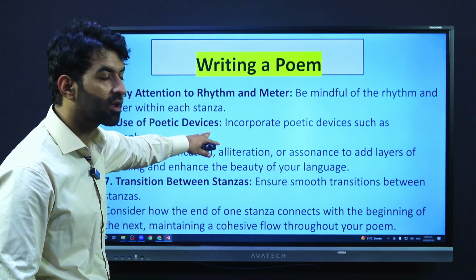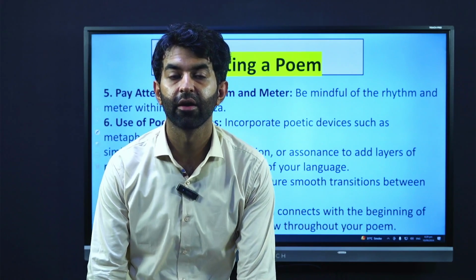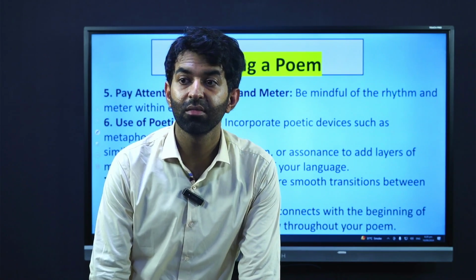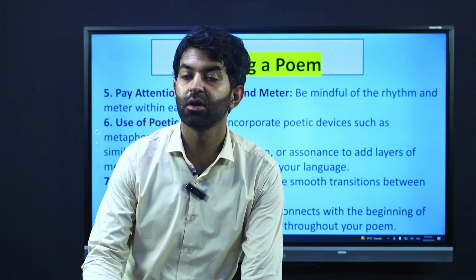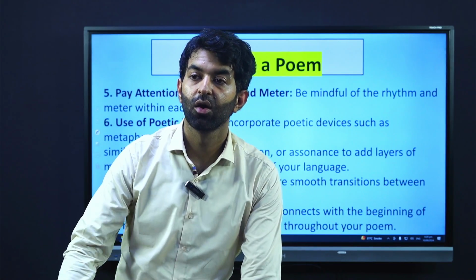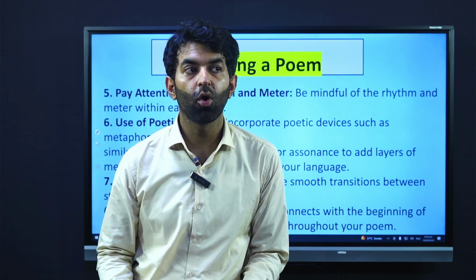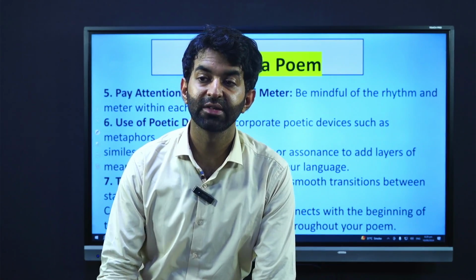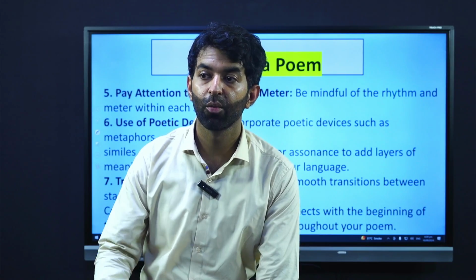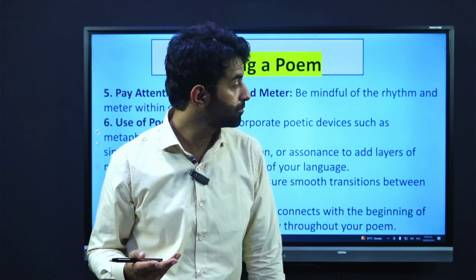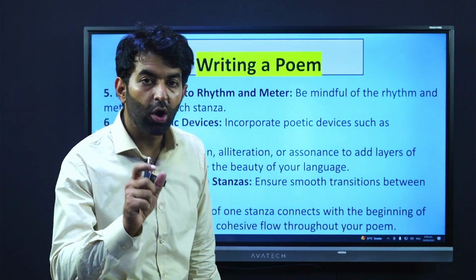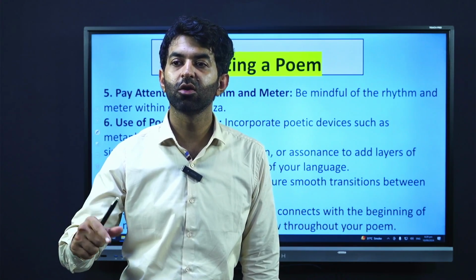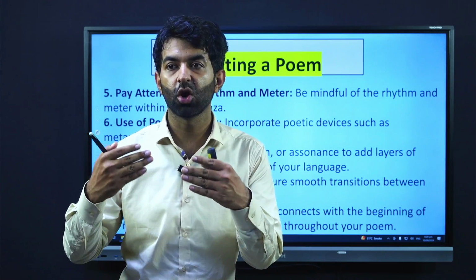We will use poetic devices. Which poetic devices are there? Symbolism, imagery, personification, metaphor, and hyperbole. So if you are writing a poem which is exaggerating something, then you will use hyperbole, which is used for exaggeration. If you have personified some animals in your poem, then you will add personification elements.